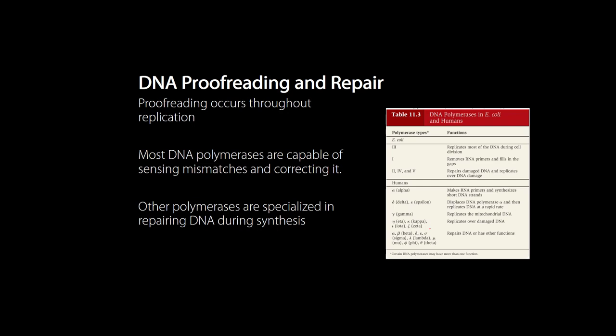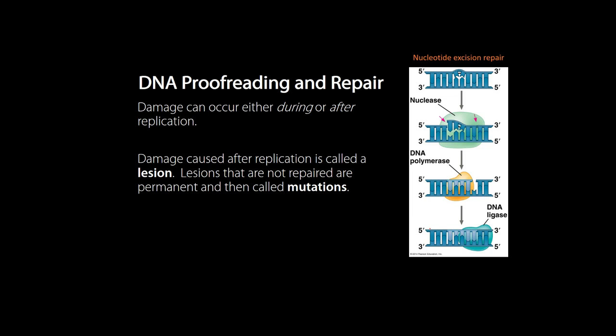Now, damage can occur, as I said, during replication, or it can happen after the fact. For example, if you're hanging out in the sun and being exposed to UV radiation, there's a very common mistake that happens in the DNA called a thymine dimer. There's some stretch of DNA, and here's another stretch. Let's say that these are two A's, and so there's two T's here.